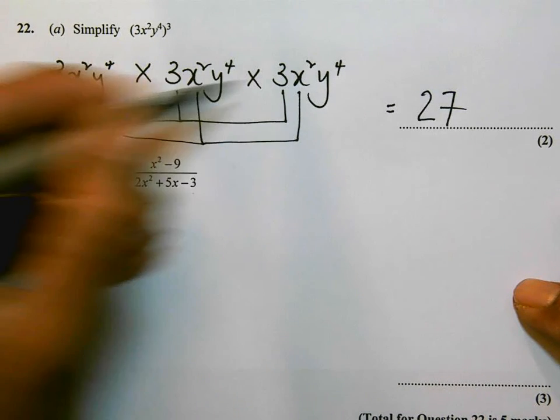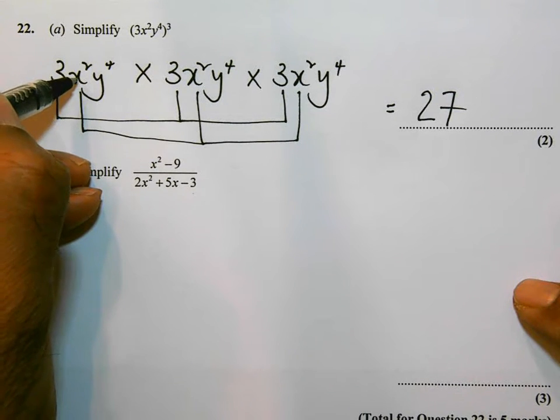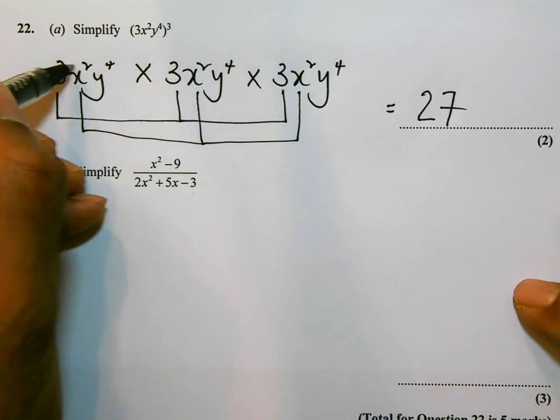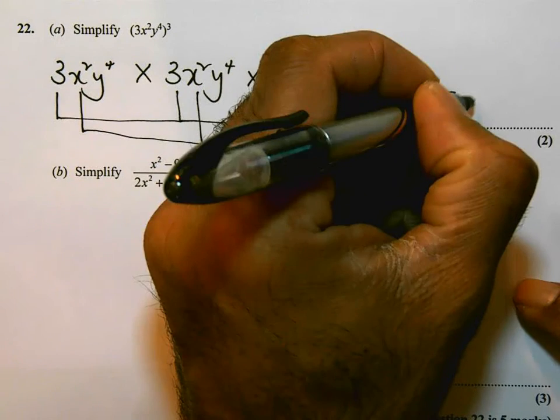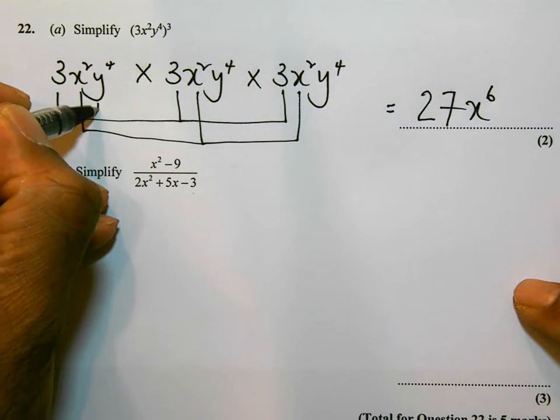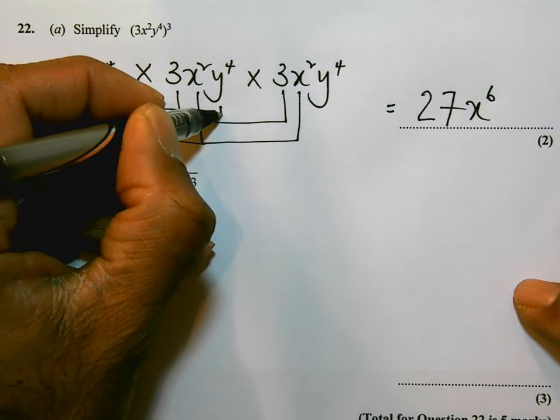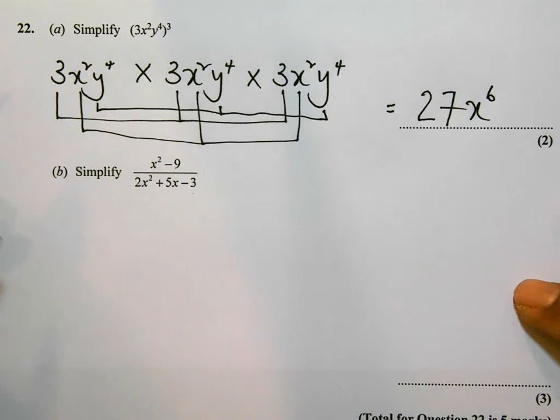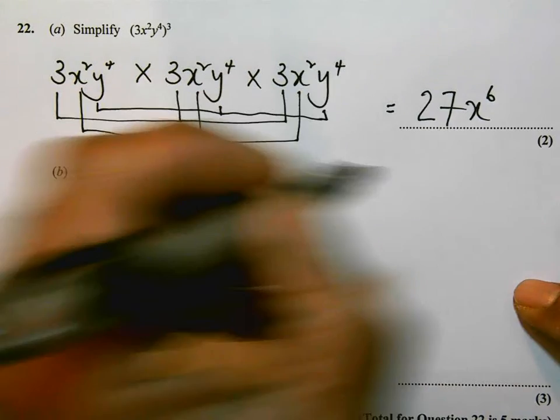So I'm going to have x squared, 2, 4, 6, x to the power of 6, and then the same with the y's, y to the 4 times y to the 4 times y to the 4, 4, 8, 12. So it'll be y to the power of 12.